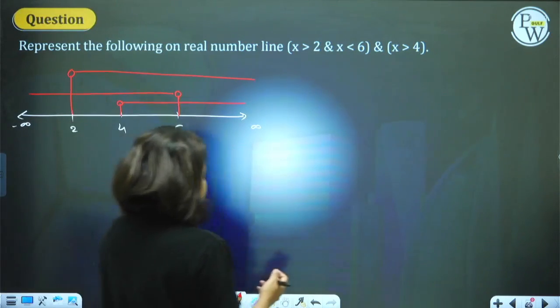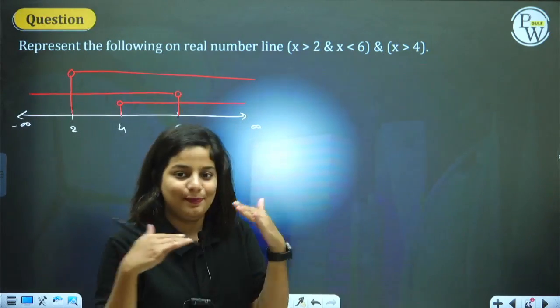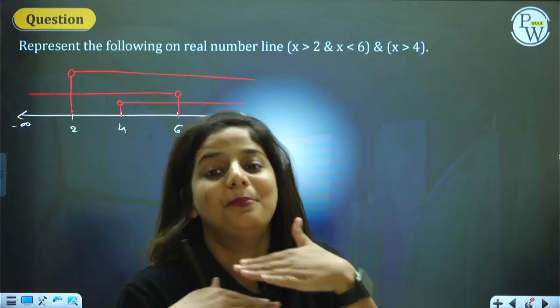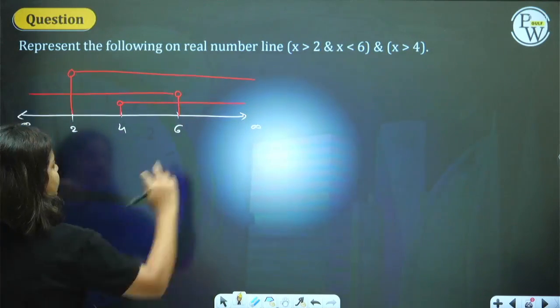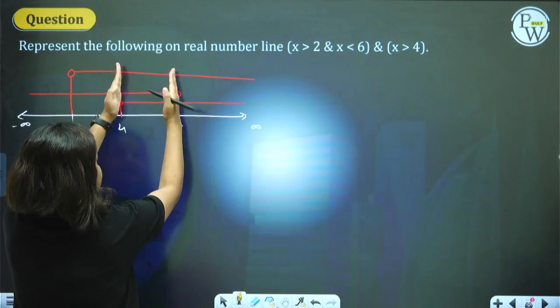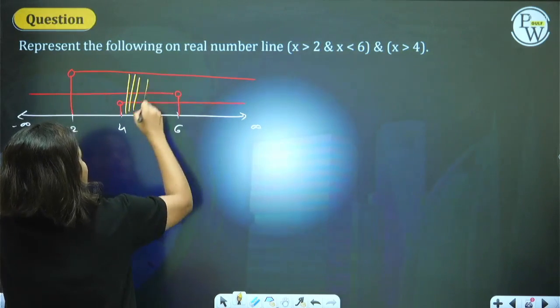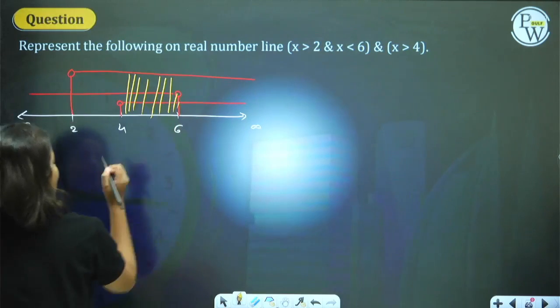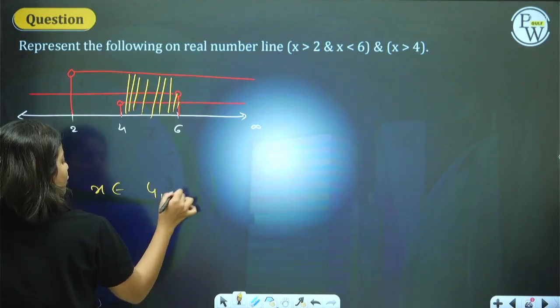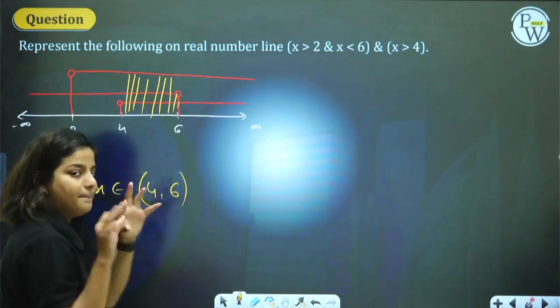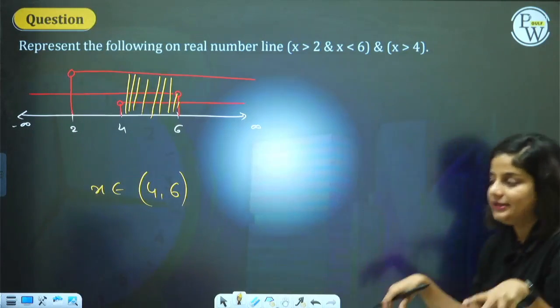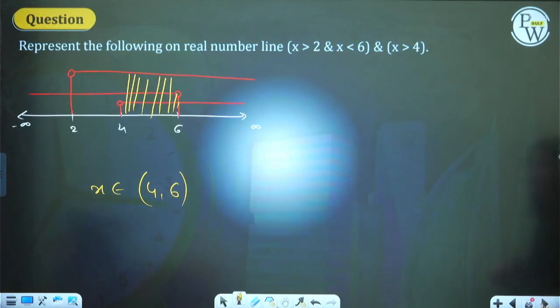Now, where is the area where you find all three red lines parallel? All this area has only two red lines. This has two red lines. This area has all three red lines. So the common area, the intersection of all three, is 4 to 6. Are 4 and 6 included? No. Bubble, bubble. Open, open. Not included. Strict.